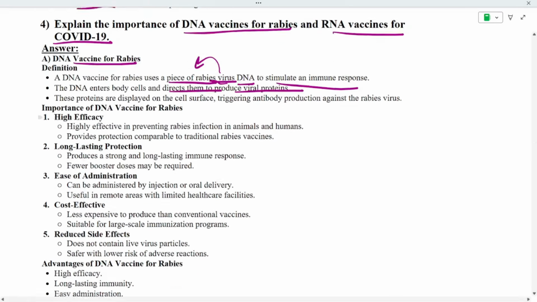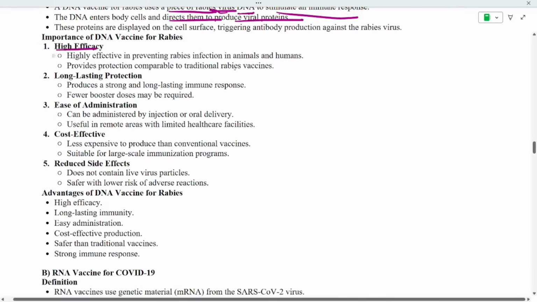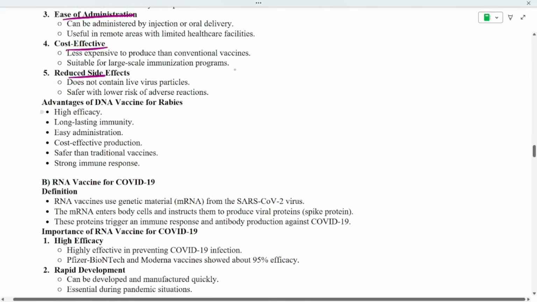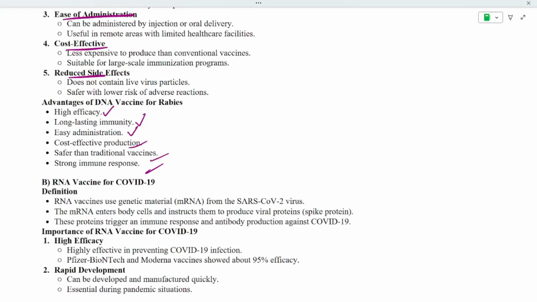See, what is its importance? It has high efficiency, long lasting protection, ease of administration, cost effectiveness and reduced side effects. Side effect is not there, efficiency is high, long lasting, easy administration, and these are the advantages you can write.